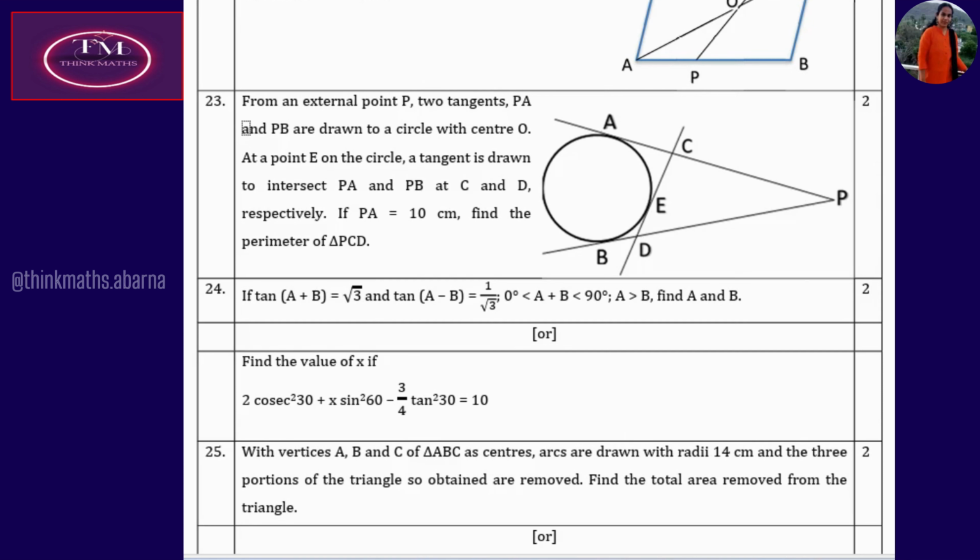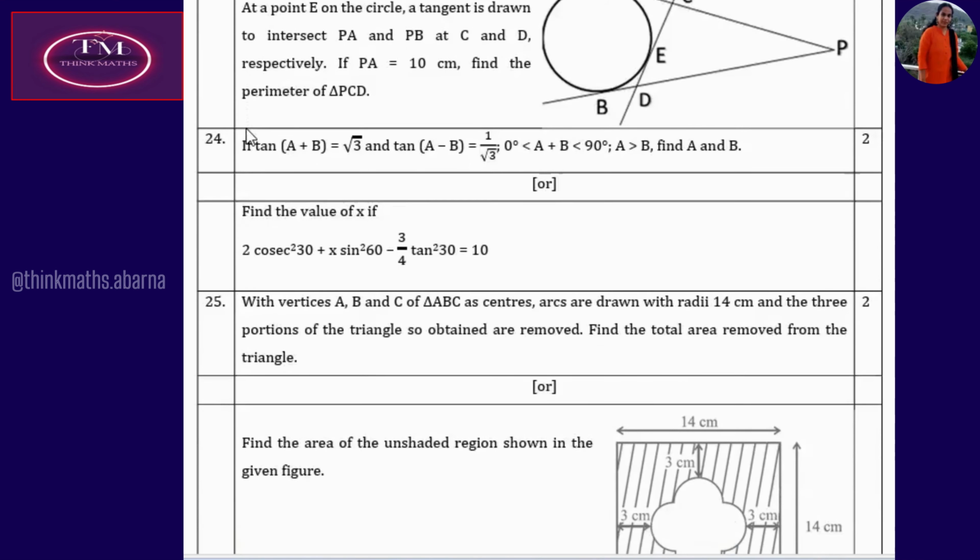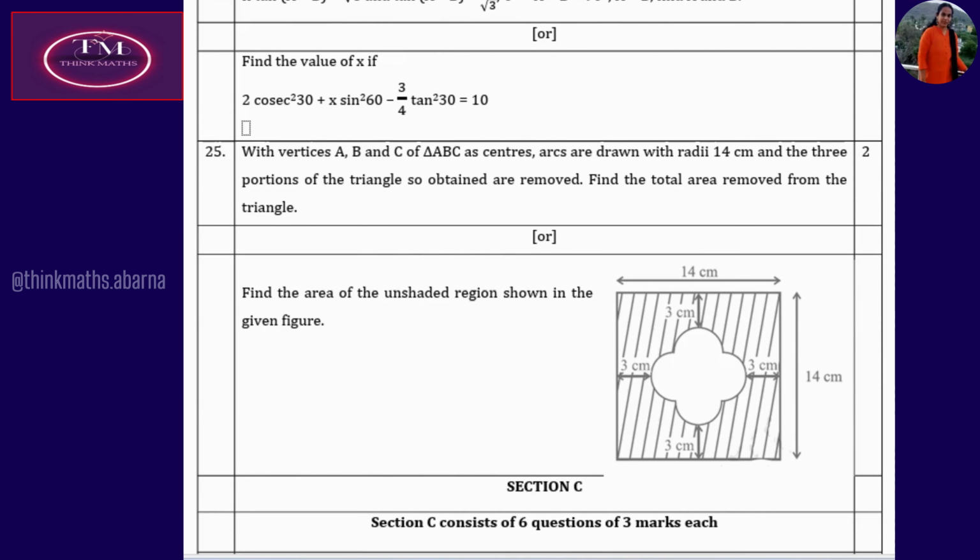Here we have an internal choice in the 24th question. Also in the 25th question, we have an internal choice. So in Section B, we have 2 questions with internal choice. Each question carries 2 marks. So let us discuss the solutions.